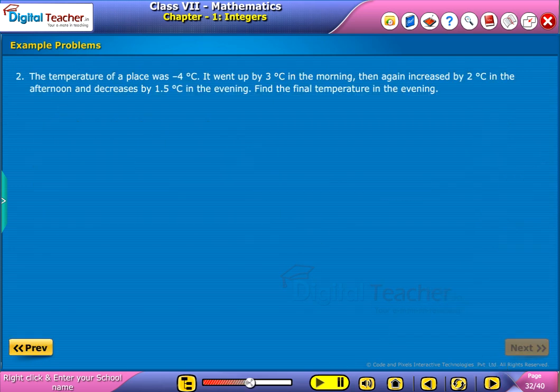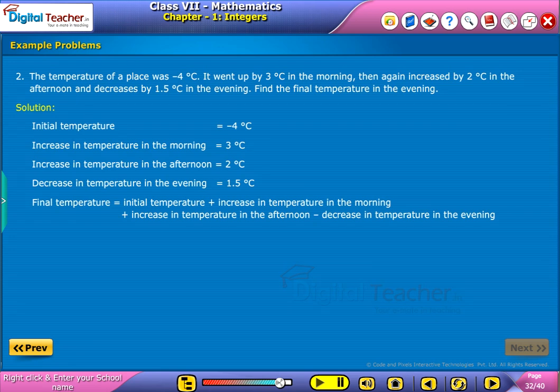Final temperature is equal to the initial temperature plus increase in temperature in the morning plus increase in temperature in the afternoon minus decrease in temperature in the evening. Final temperature is equal to minus 4 plus 3 plus 2 minus 1.5, which is equal to 5 minus 5.5, further equal to minus 0.5 degrees centigrade.